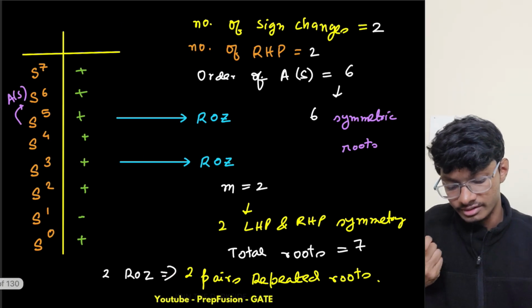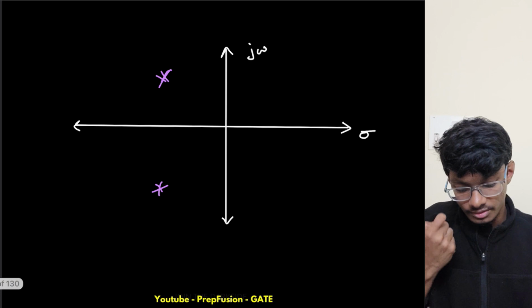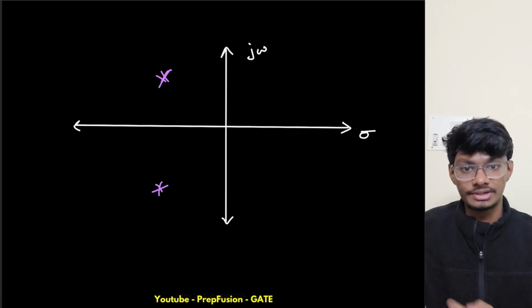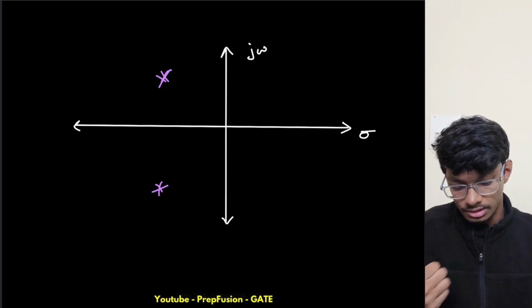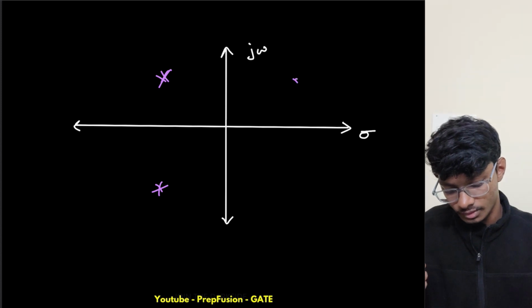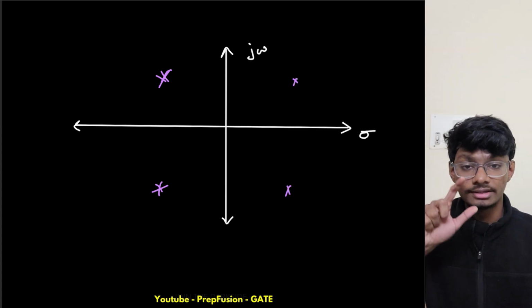But how many are on the right of the plane? 2 are on the right of the plane. But what do we know? We know that they are symmetrical, right? So if they are symmetrical, here I have to have 2 poles also, and another 2 also I have to have.